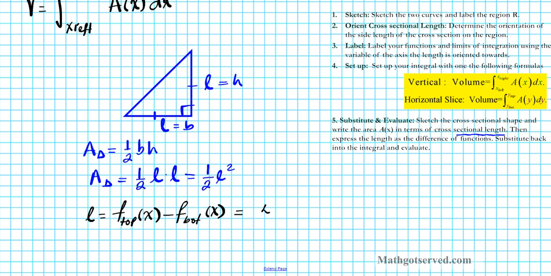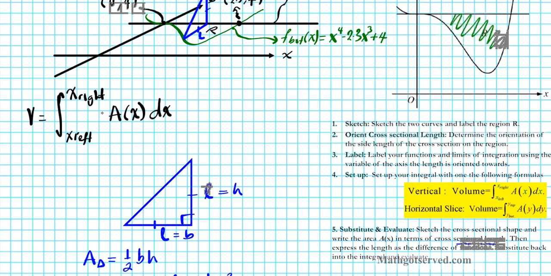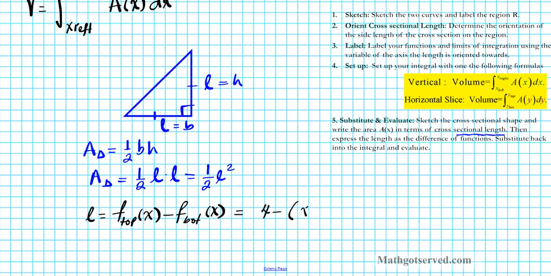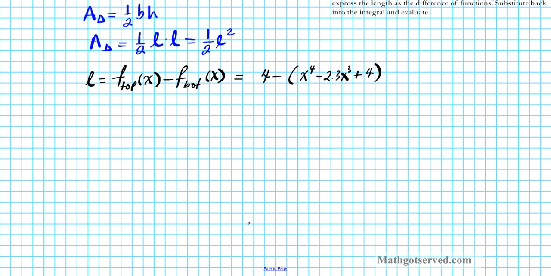F top is 4. F bottom is the blue function right here, that's the bottom: x to the 4th minus 2.3 x to the 3rd plus 4. So that's what the length is, expressed as the difference of two functions. Now we're going to rewrite the area using that. The area in terms of x of the cross-sectional shape is 4 minus x to the 4th minus, actually, minus times minus makes that a plus, plus 2.3 x to the 3rd minus 4.